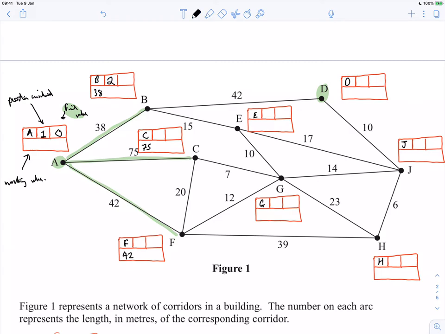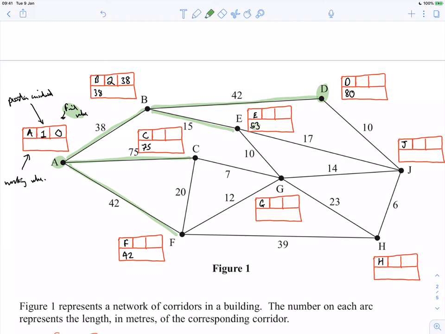Because that's the smallest, that will be the second one I consider. So that's 2. And it will now get a final value of whatever's in the working value, which is 38. Okay, next up, I now have to consider all the connections from A and B. So B is going to introduce 2 new connections, which is going to go here to D. So the working value of D now is going to be 38 from B plus the 42, which is 80. And then from B to E, I've got to add 15 to the working value of B. So 38 plus 15 is 53, is it not?